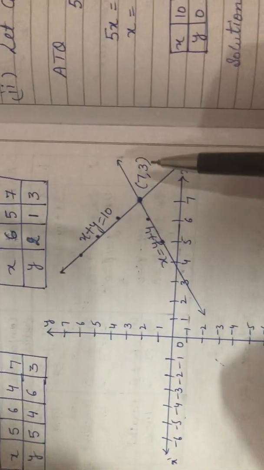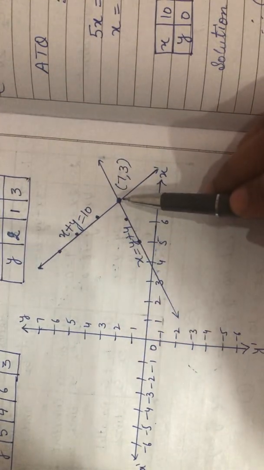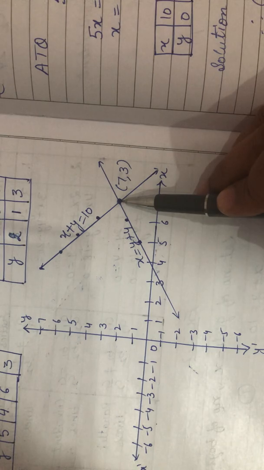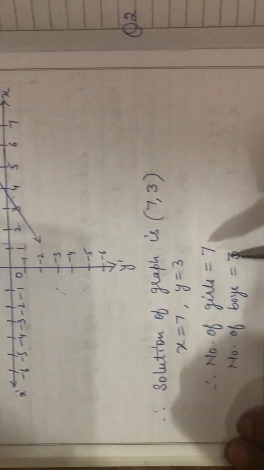This is how we can find the solution graphically. If lines are intersecting, then that unique solution becomes the solution of the pair of linear equations. So the number of girls is 7 and the number of boys is 3.